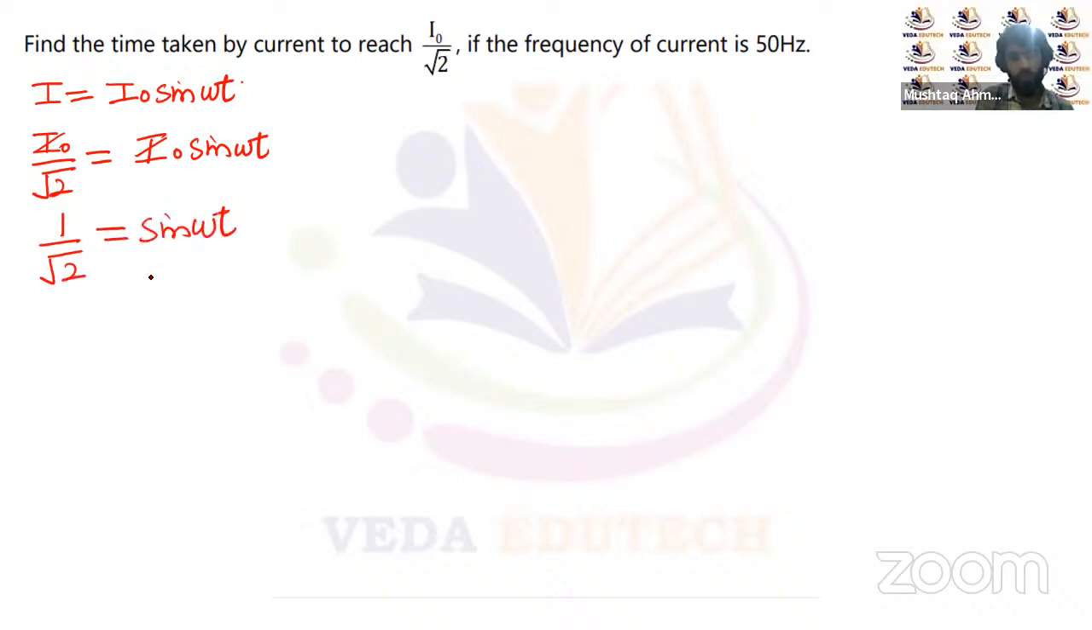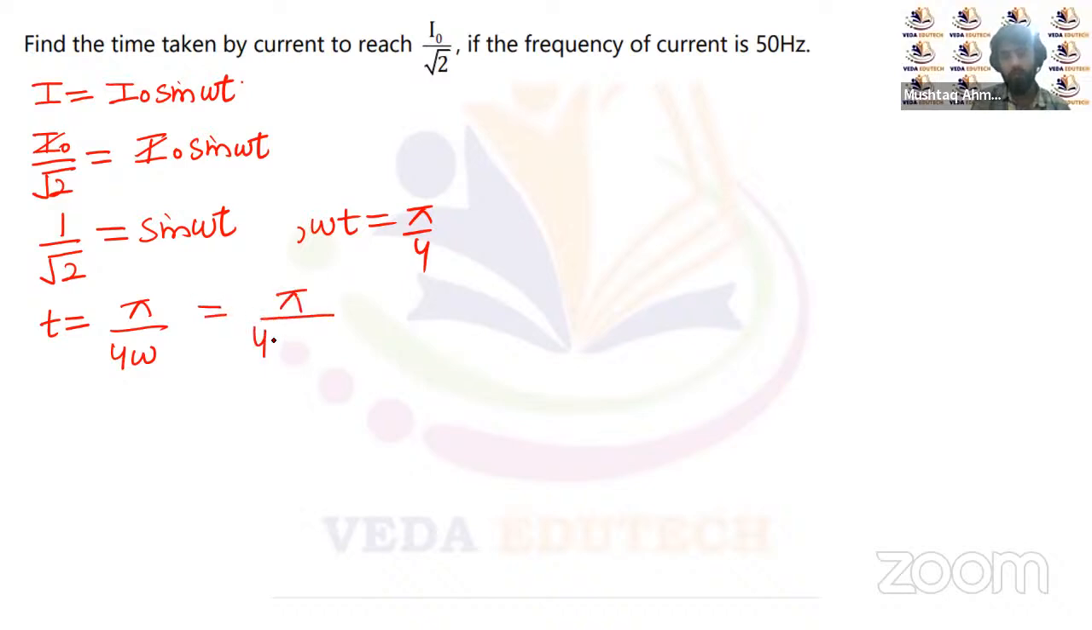Now we know that 1 by root 2 is the value of sine of 45 degrees. It means that the value of omega t must be equal to pi upon 4, that's equal to 45 degrees. So the time after which the current will become I naught by root 2 will be given by pi upon 4 times omega. And omega is 2 pi times the frequency.